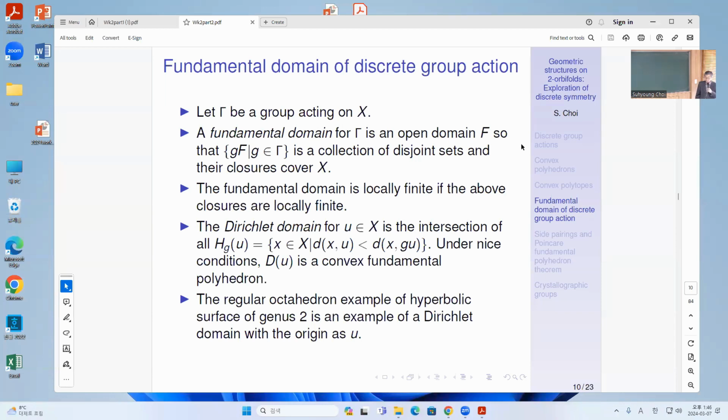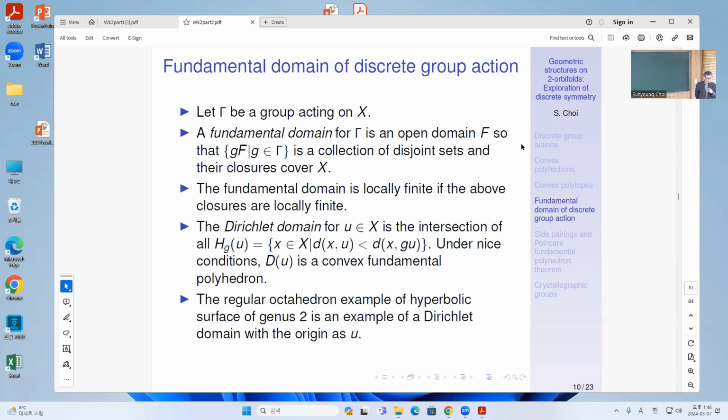Okay, so I will now do the fundamental domain of a discrete group action. Let's say gamma is a group acting on X, and X is, you can say, Hn, or Euclidean space En, or the spherical space Sn. But beyond that, this may not really work. In, like, a complex hyperbolic space, it may not really work. It's a peculiarity of these spaces that these things work, so we don't have a theory yet for that.